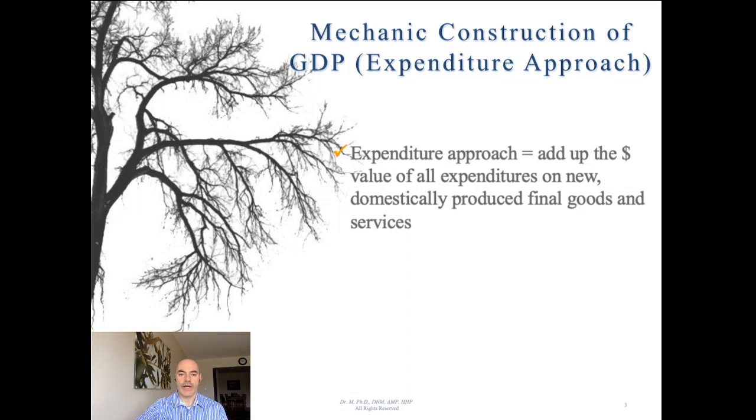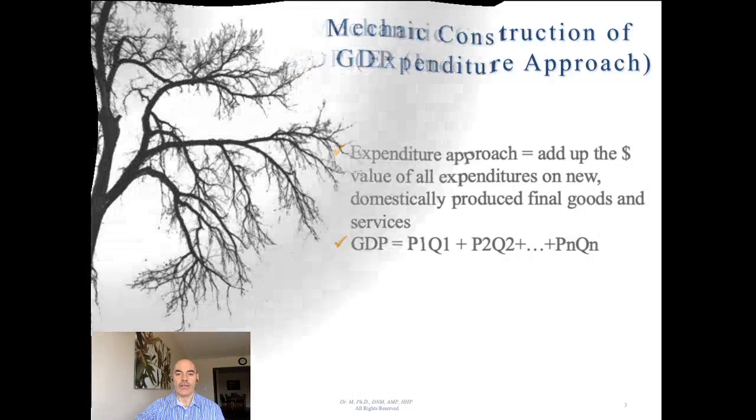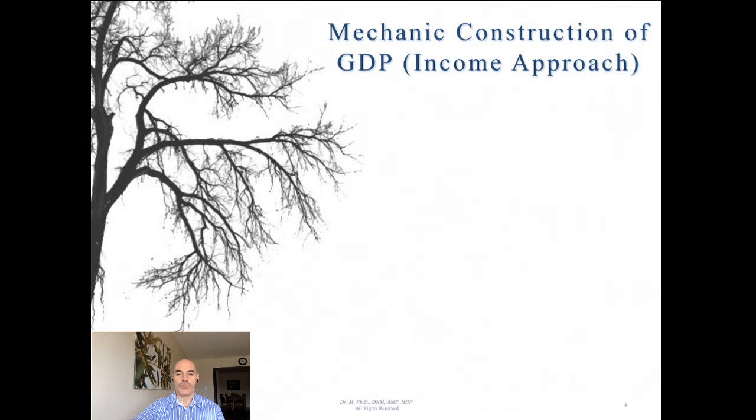And we can look at the example. If you look at GDP in front of you on the slide, you will find the price of shoes times the quantity of shoes that were produced new within the calendar year, domestically only, as final goods. And then you have the price of cars multiplied by the quantity of cars, the price of pizza multiplied by the quantity of pizza, and it goes on and on until you capture all the expenditures related to production.